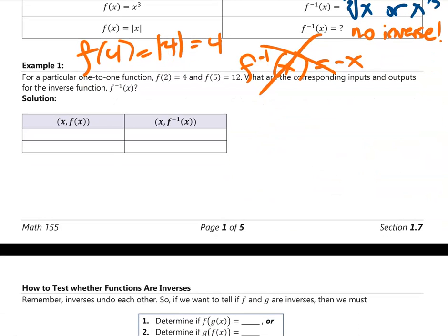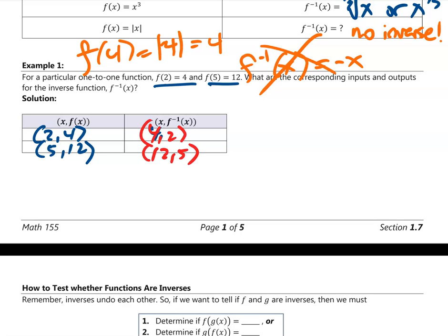Okay, let's have some example here. For a particular one-to-one function, f of 2 is equal to 4, f of 5 is equal to 12. What are the corresponding inputs and outputs for the inverse function f inverse of x? So for f of x, you have 2, 4, and 5, 12. For f inverse of x, it's just going to be 4, 2. I'm going to use red. 4, 2, and 12, 5.